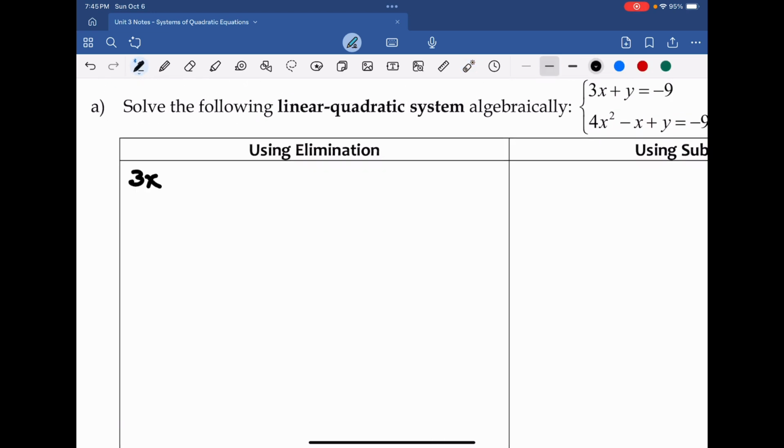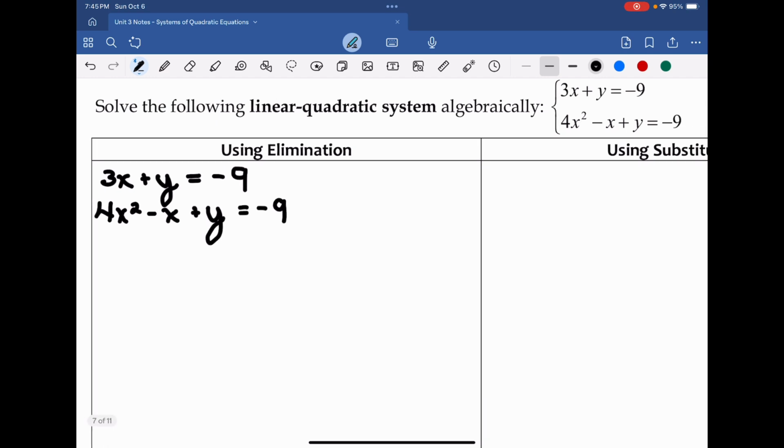What we're going to do is rewrite those equations. 3x plus y is equal to negative 9, just to be very clear. This is our linear equation. Our quadratic equation is 4x squared minus x plus y, and this is all equal to negative 9. So they actually equal both. Negative 9 is a constant.